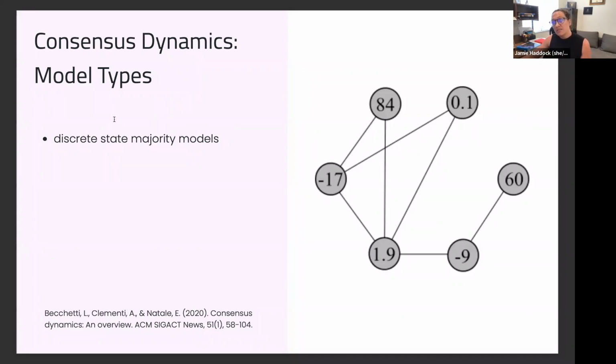And so some of the models that fall into this family of consensus dynamics models are discrete state majority models, where these scalar values are actually discrete, and the network of nodes are trying to come to a voting majority, right? They're trying to all agree upon a single discrete state.